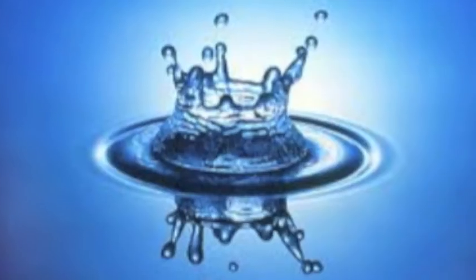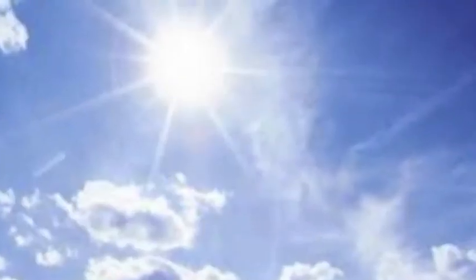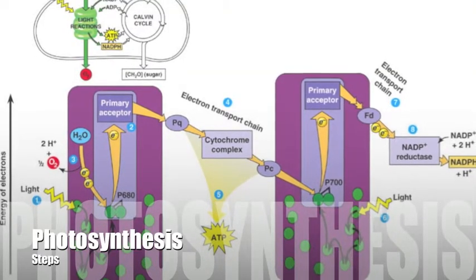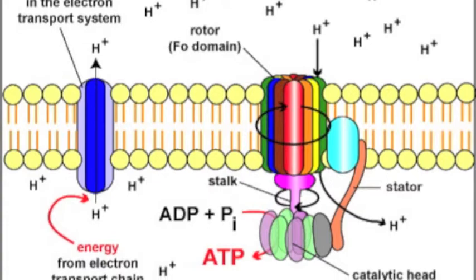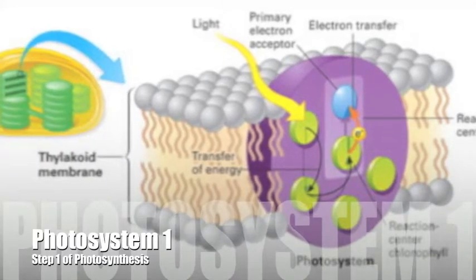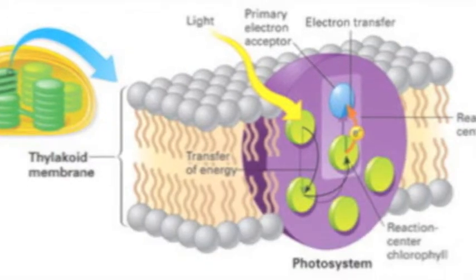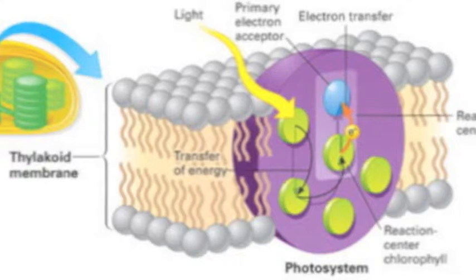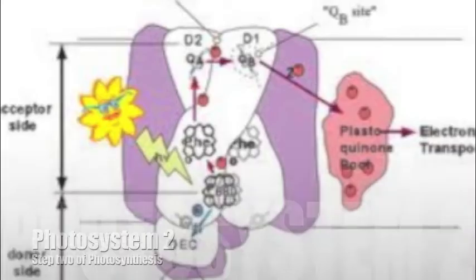In order for photosynthesis to occur, it needs three things: water, oxygen, and light. Photosynthesis involves the following steps: photosystem 1, photosystem 2, chemiosmosis, and the Calvin cycle. The light from photosynthesis affects the pigment molecules. The pigment molecules and the protein the pigment molecules are embedded in is called a photosystem.